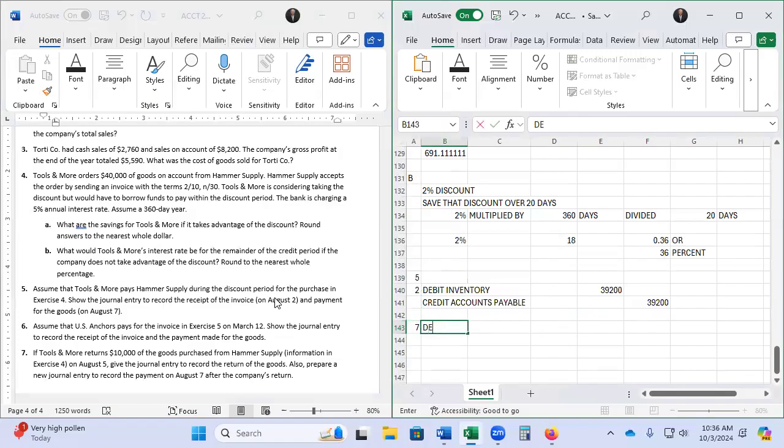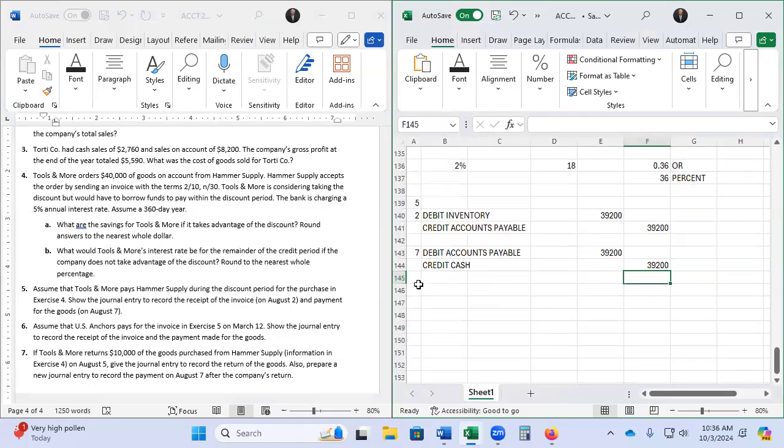And then on the 7th, I'm going to debit accounts payable for $39,200. And I'm going to credit cash for $39,200. Six looks like I got a little bit crazy with the copying, so that shouldn't be on your copy.